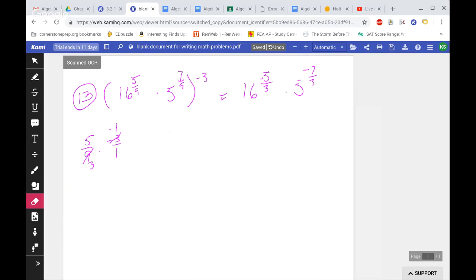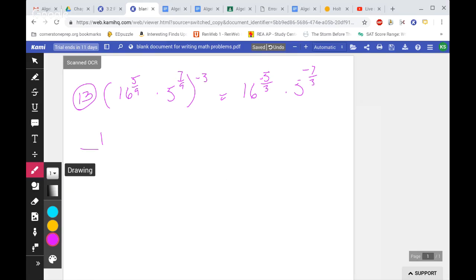All right. So now, just like in our other one on number 11, where we had a negative exponent and it raised to the top, there's negative exponents, so they'll go to the denominator, and that gets rid of the negative. So now I've got 16 to the 5/3 times 5 to the 7/3.